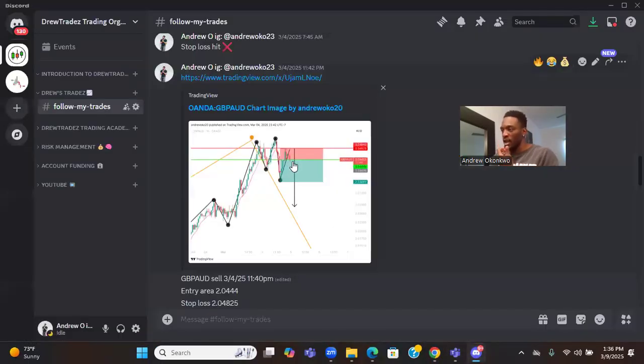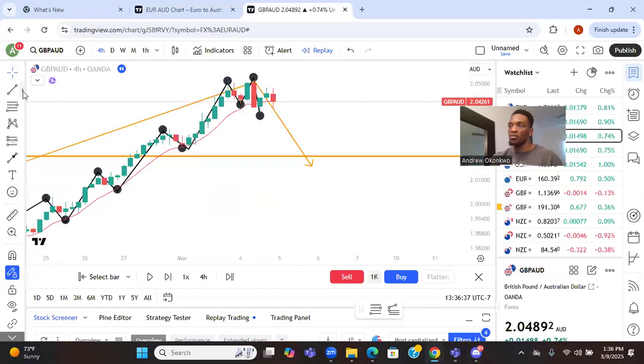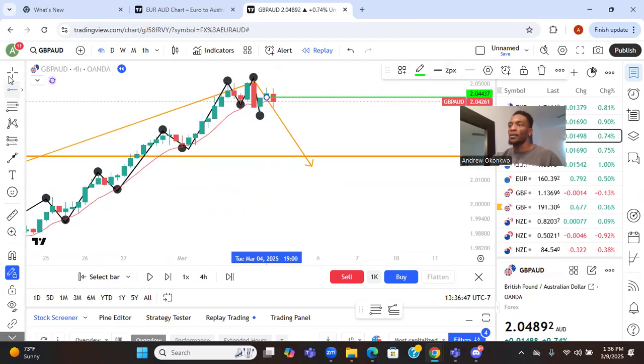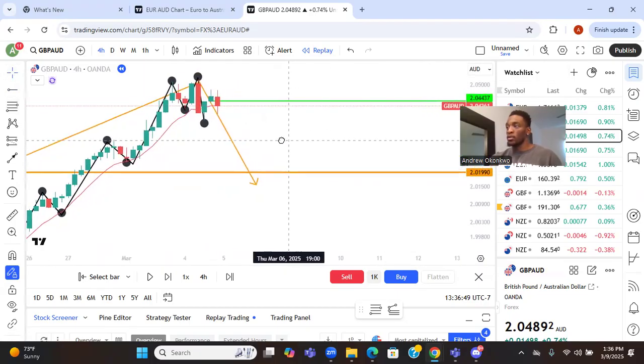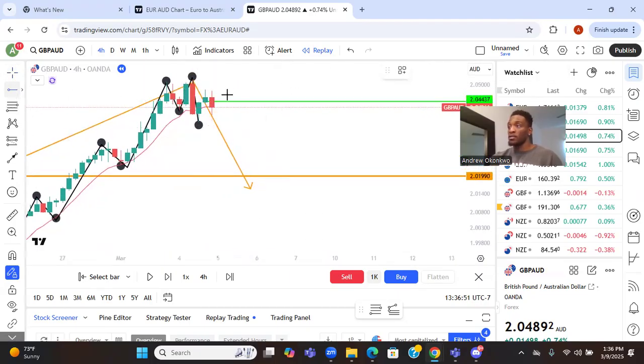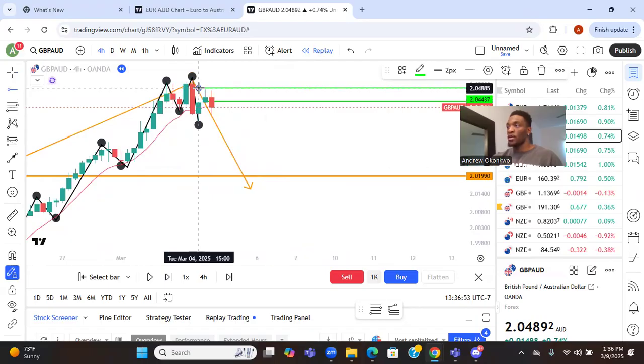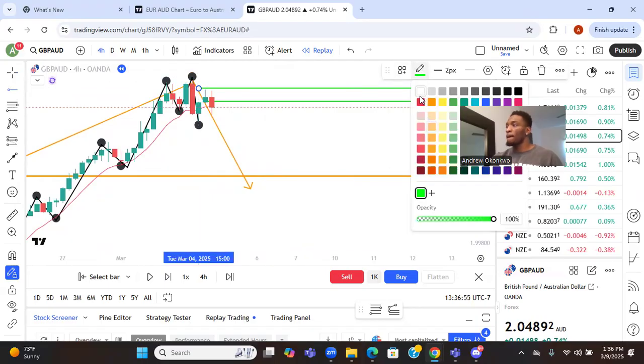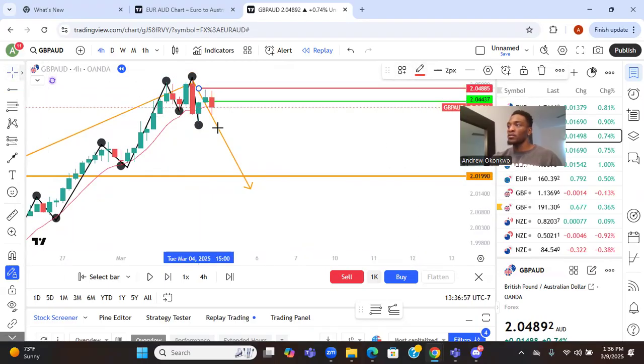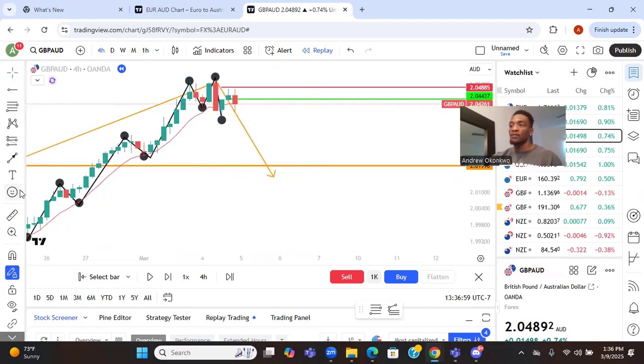So when I had sent this out, market was at 2.0444. Okay, so that's where market was at. Obviously, our stop loss is right above that 4-hour candlestick. Very, very clean trade.